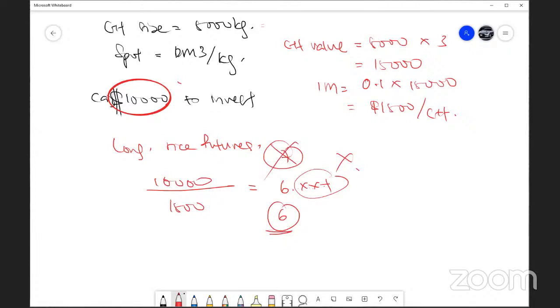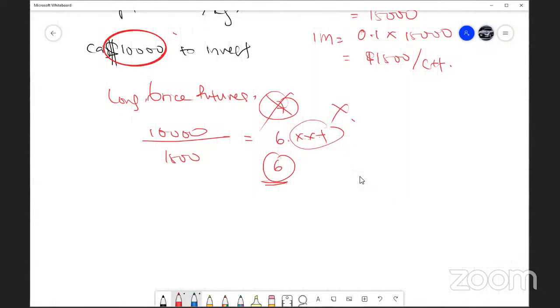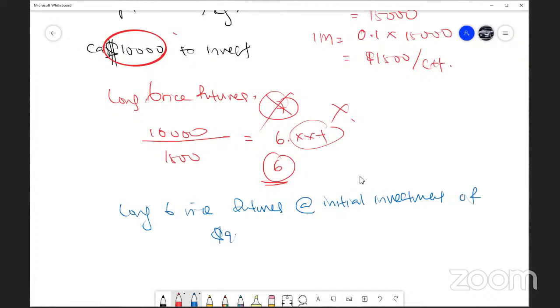So what do you do here? Long 6 rice future at an initial investment of 9,000. You can only use 9,000, no choice. The extra 1,000 cannot do anything; you can keep it in the bank or whatsoever. You can only long 6 rice future. That's it. So this is the strategy here.